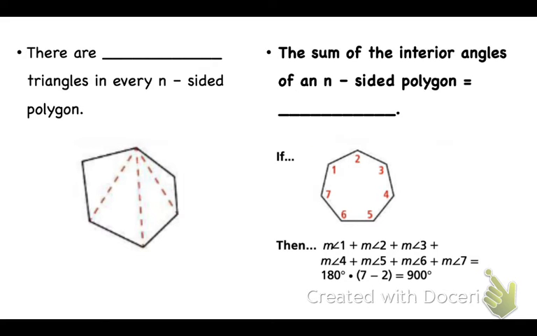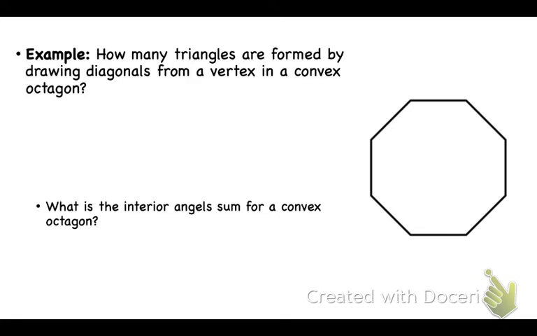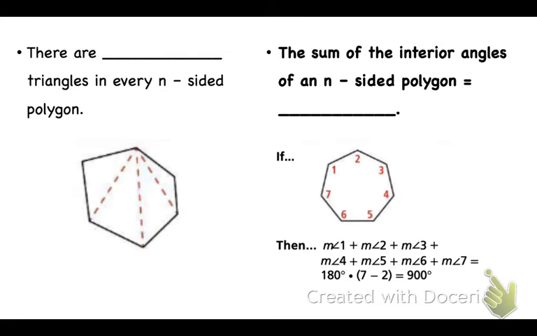There are blank triangles in every n-sided polygon. So here's an n-sided polygon. How many sides do I have? So 1, 2, 3, 4, 5, 6. So from a vertex, I drew 1, 2, 3. So how many triangles did I get? 4. So I had 6 sides and I have 4 triangles.